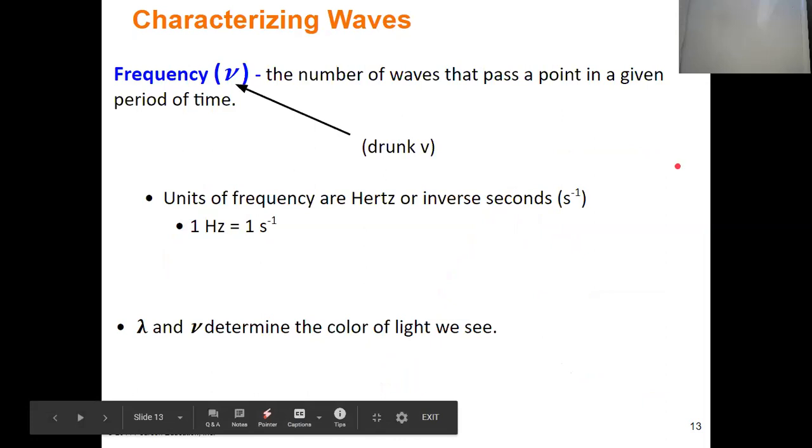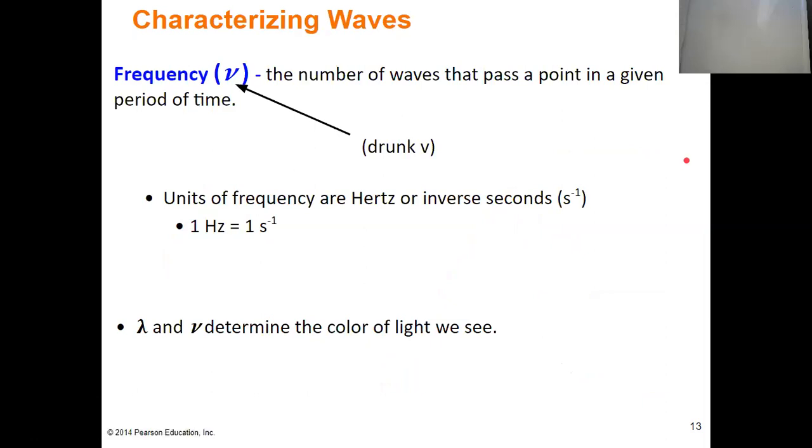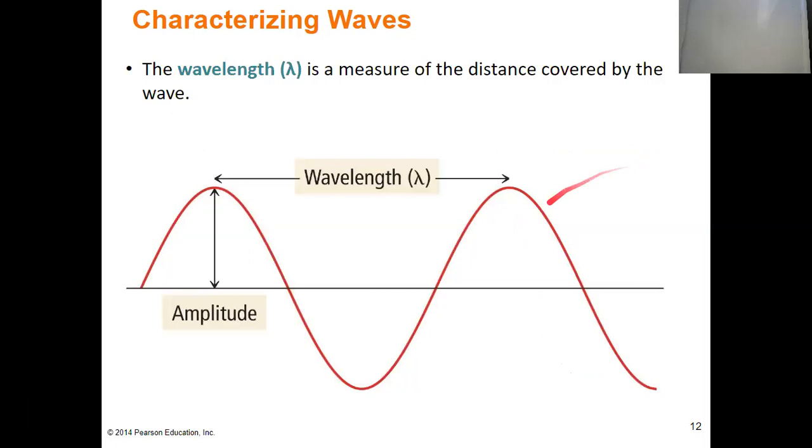The frequency of a wave is the amount of waves that pass a certain point in a given amount of time. So if we look back here, say that this is my point. I would want to know how many waves pass through this point in maybe 30 seconds. However many times a wave would pass through this point in 30 seconds, that would be my frequency.